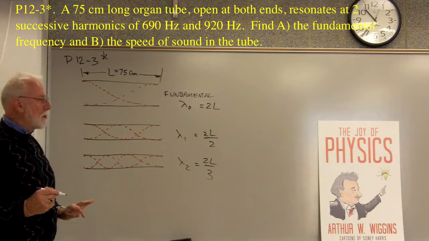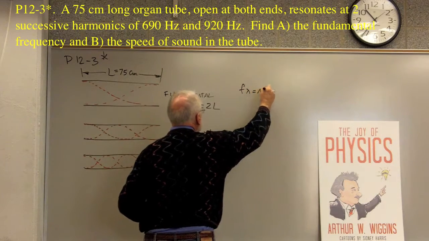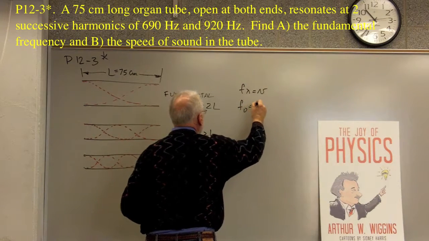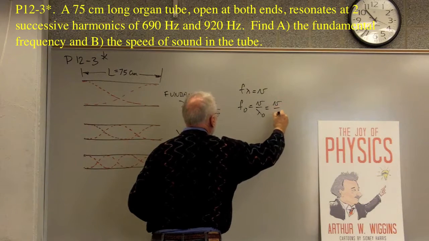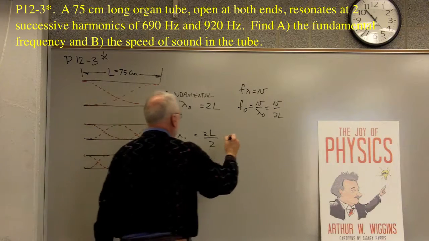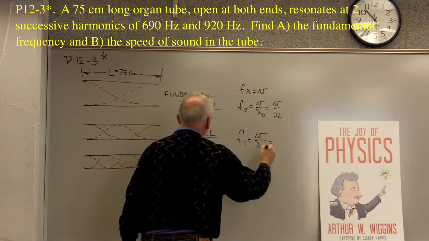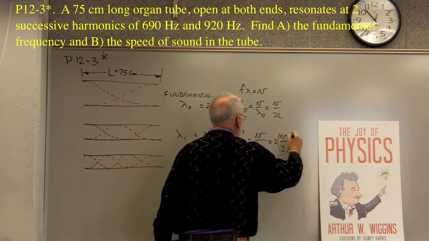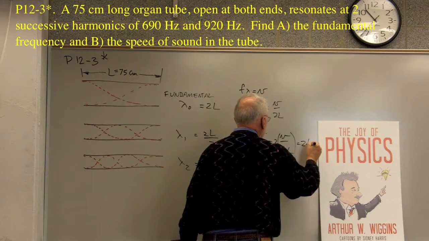But now let's look at the frequencies. Because we know that f lambda is equal to v, the speed of sound. So if we find the frequencies, then we can say f0 is v over lambda 0, which is v over 2L. Right. How about the frequency of the first overtone? f1 is v over lambda 1. This is v over 2L multiplied by 2. So that's the same thing as twice f0.